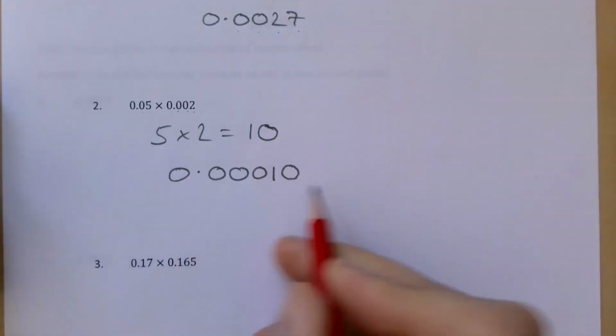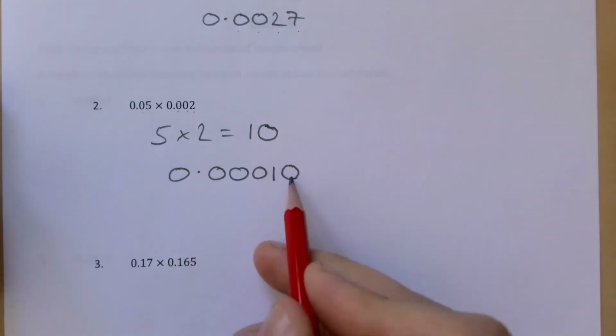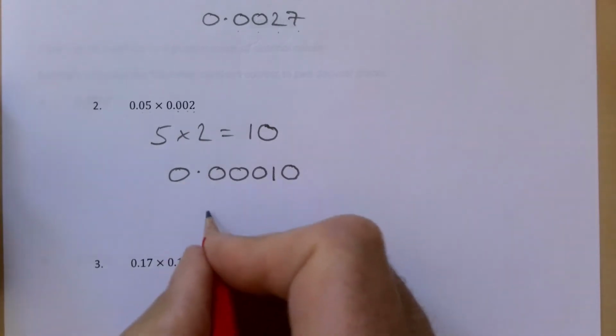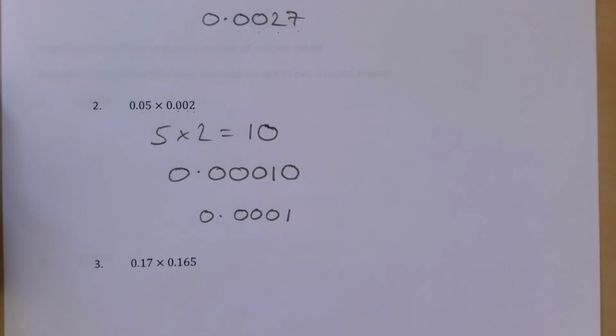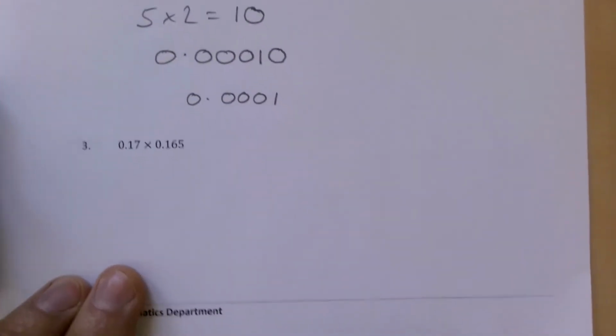Wee bit of a tricky one there. You need to make sure you have your 1 in the right place. So my actual answer to that is 0.00001. Hopefully that makes sense. Next one then starts to get a bit more complicated.